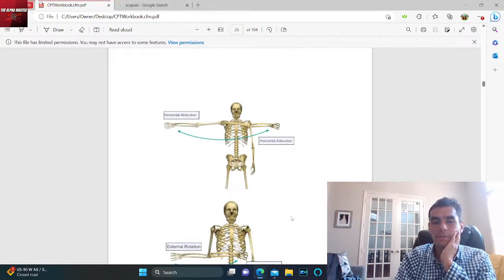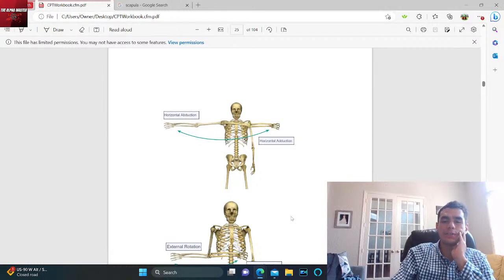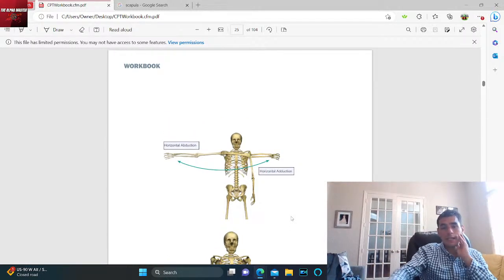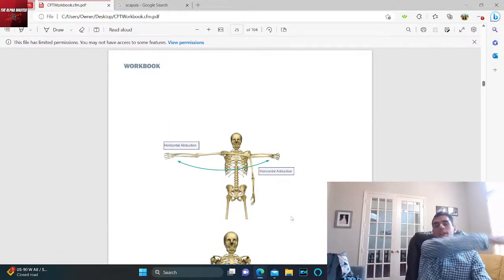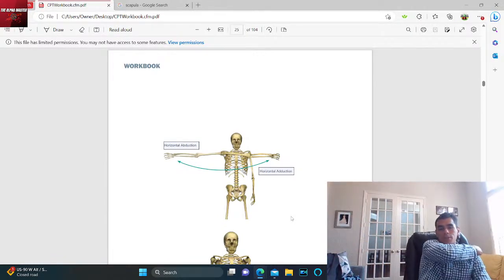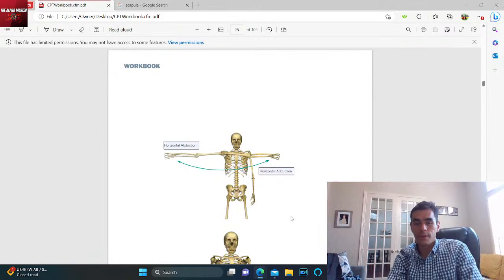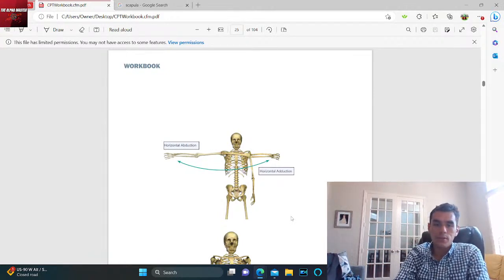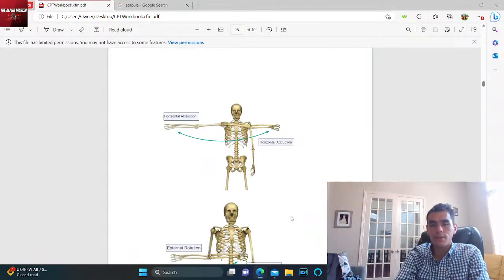Horizontal abduction and horizontal adduction. Horizontal abduction is movement away from the body. Horizontal adduction is movement towards the body. That is horizontally.